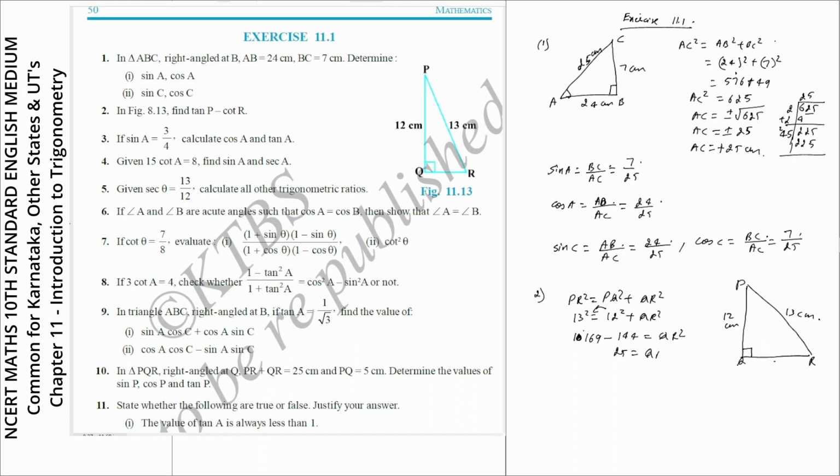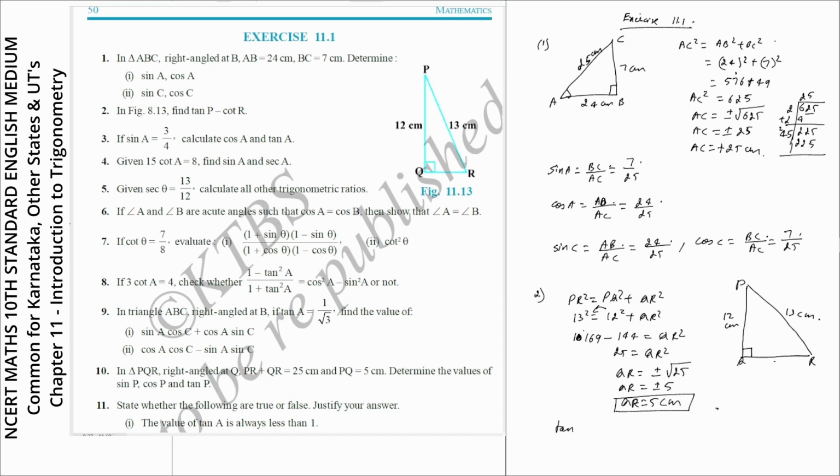25 is equal to QR square, or QR is equal to plus or minus square root of 25. So this is plus or minus 5. So we will take the positive value only because QR can't be negative. So QR is equal to 5 centimeter. Okay. Now what is the value of tan P minus cot R, they are asking.